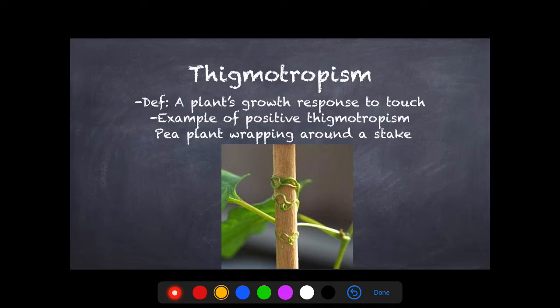There's another type of tropism called thigmotropism. And this is a plant's growth in response to touch. Yes, that is actually a thing.